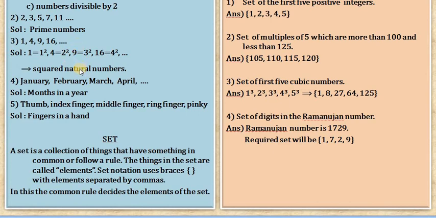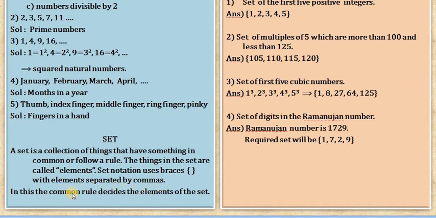How do you define a set? A set is a collection of things that have something in common or follow a rule. The things in a set are called elements. So these are all elements. The things in the set are called elements. Set notation uses braces. Braces means they are flower brackets in other words, and the elements are separated by commas.